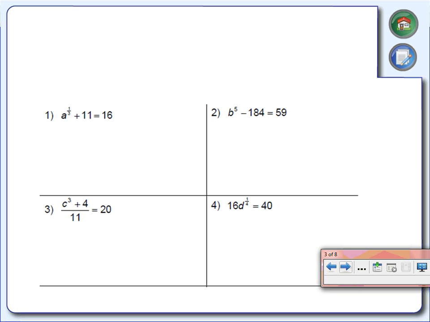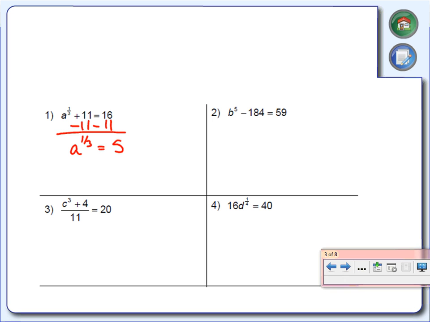All right, so let's take a look at some more examples here. Number 1, we've got a to the 1/3 power plus 11 is equal to 16. The first thing we're going to do is isolate the base and power. In other words, we're going to get a to the 1/3 power by itself. And we're going to do that by subtracting the 11. So if I subtract 11, I'm going to end up with a to the 1/3 power equaling to what? What's 16 minus 11? 5.